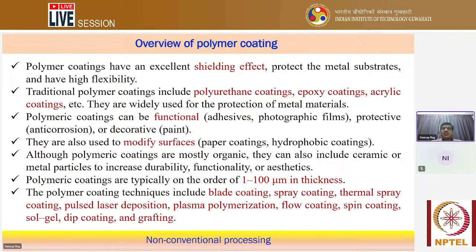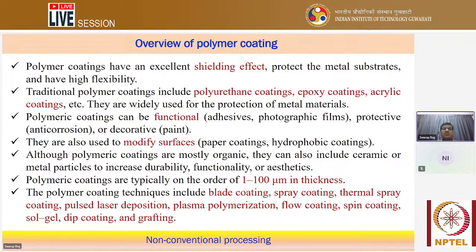This polymer coating is usually used to protect the surface. But apart from this, polymer coating can be functional also. We can make a functional surface too. For example, it can be adhesives or photographic film. They can act in the form of a polymer coating, but they are functional. And at the same time, it is protective, anti-corrosive, and also decorative. We can see different paints, polymer decorative paint, which we can consider a polymer coating also. So you can see there are different jobs that can be done by the polymer coating process.